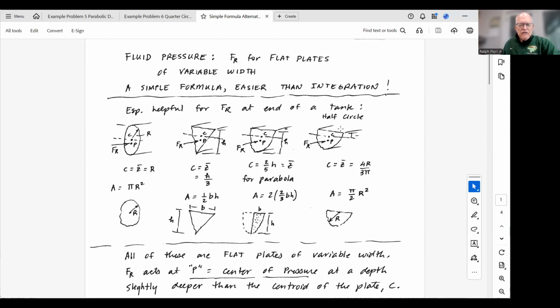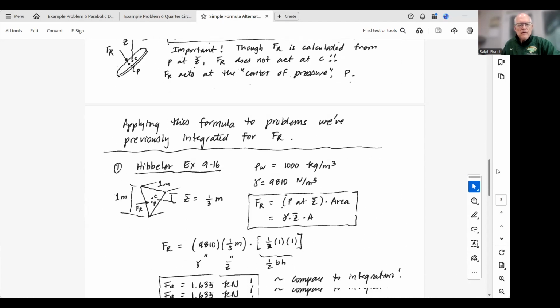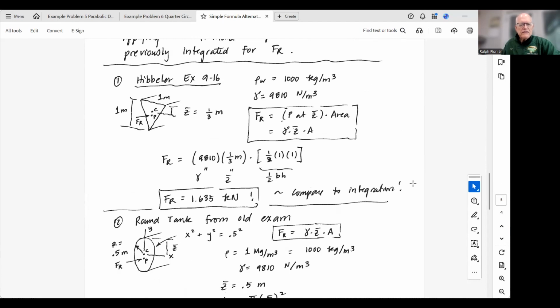And finally, if you have a half circular tank and water comes up to the top, then the Z bar is 4R over 3 pi. And the area, of course, is pi r squared over 2. So, end of tank problems. If I scroll this down, we'll work these examples. And so this is a triangle, the end of a tank.